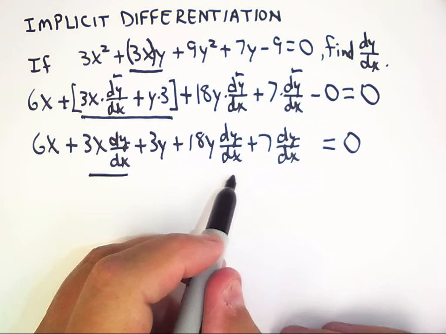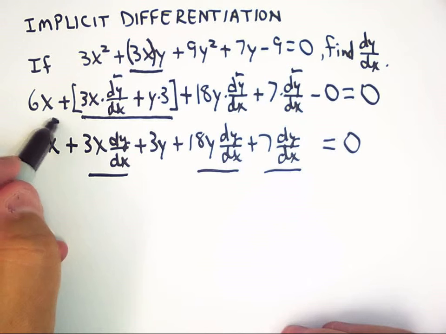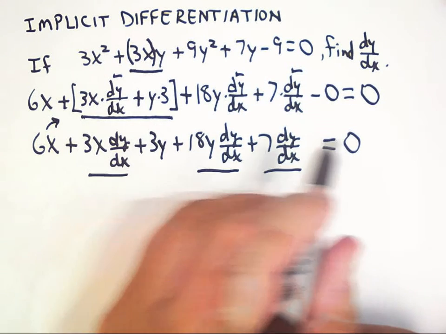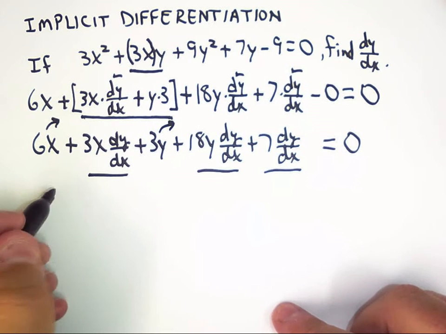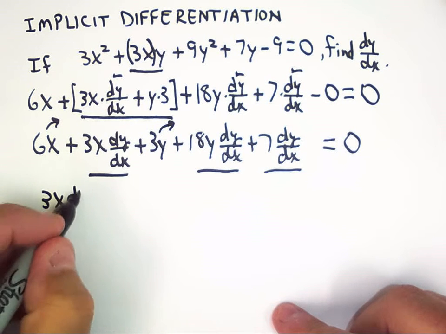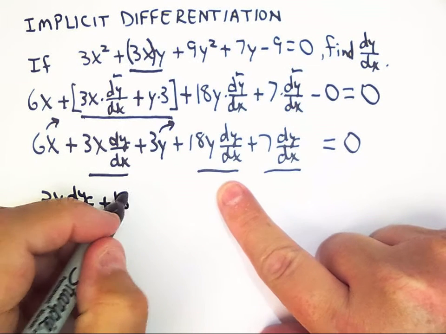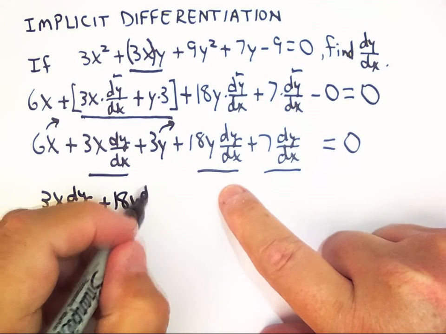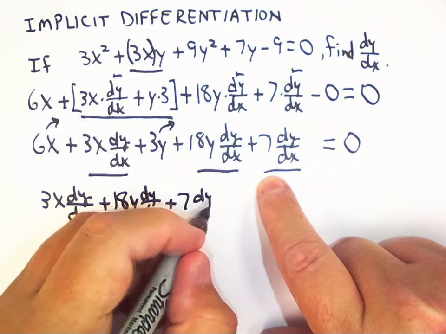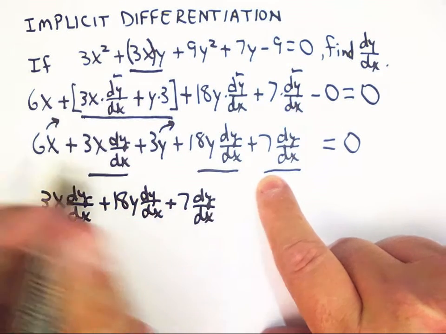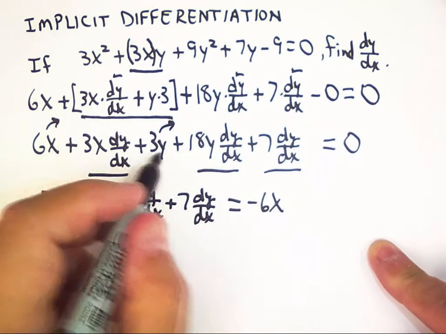As I said, I want to collect every term that has dy over dx in it on one side. Everything else goes over. So I'm going to subtract the 6x from both sides to move that term over, and subtract the 3y from both sides to move that term over. So what I end up with is 3x times dy over dx plus 18y times dy over dx plus 7 dy over dx, and then the other two things move to the other side, so I get a minus 6x and a minus 3y.